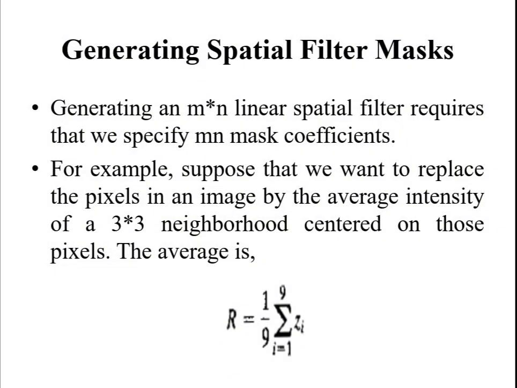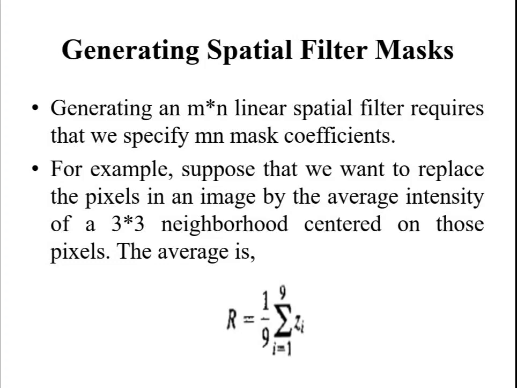Generating an m by n linear spatial filter requires that we specify m times n mask coefficients. In turn, these coefficients are selected based on what the filter is supposed to do, keeping in mind that all we can do with linear filtering is to implement a sum of products. For example, suppose that we want to replace the pixel in an image by the average intensity of a 3 by 3 neighborhood centered on that pixel.